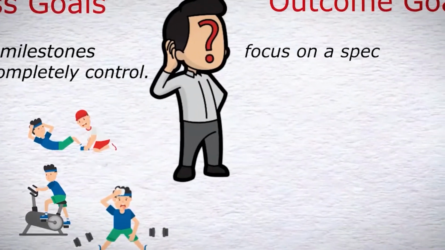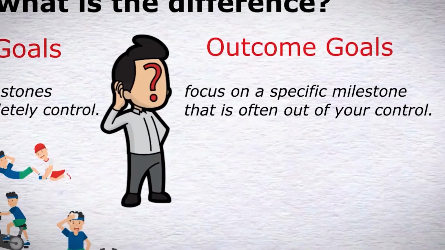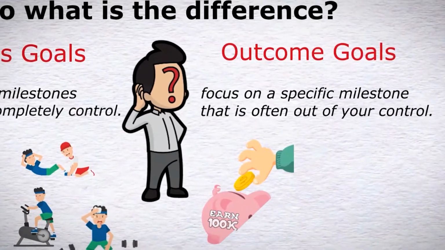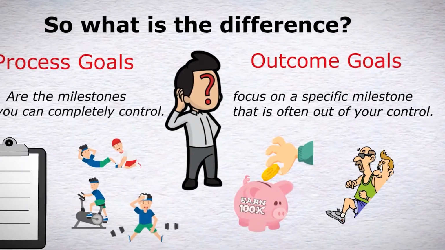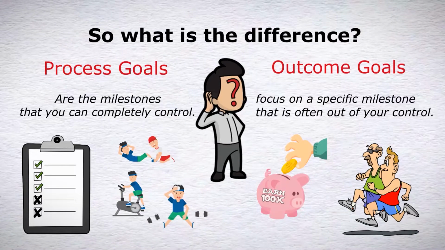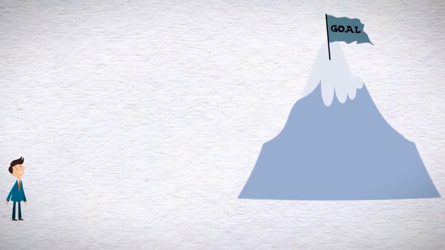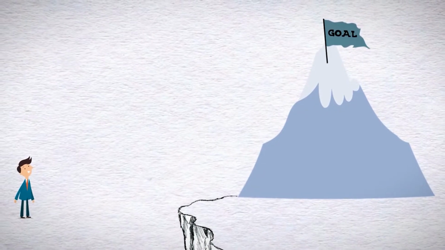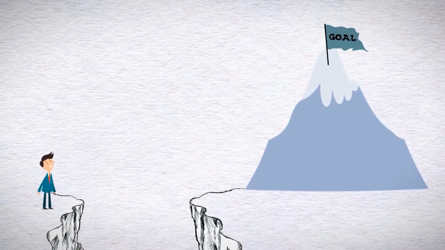On the other hand, outcome goals focus on a specific milestone that is often out of your control. For instance, a few outcome goals would include earning $100K in a year, beating your friend in a 5K, or losing 20 pounds in 3 months. The truth is, even if you're 100% dedicated to a results goal, you might hit an unforeseen obstacle that prevents you from reaching this milestone. Sure, it's good to set ambitious goals, but sometimes even if you do all the right things, you won't be successful. So why is it dangerous to focus on just outcome goals?